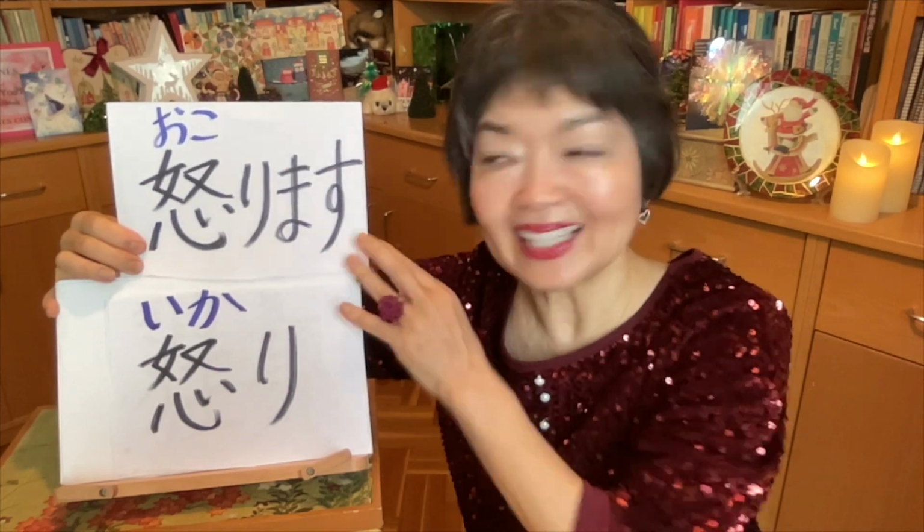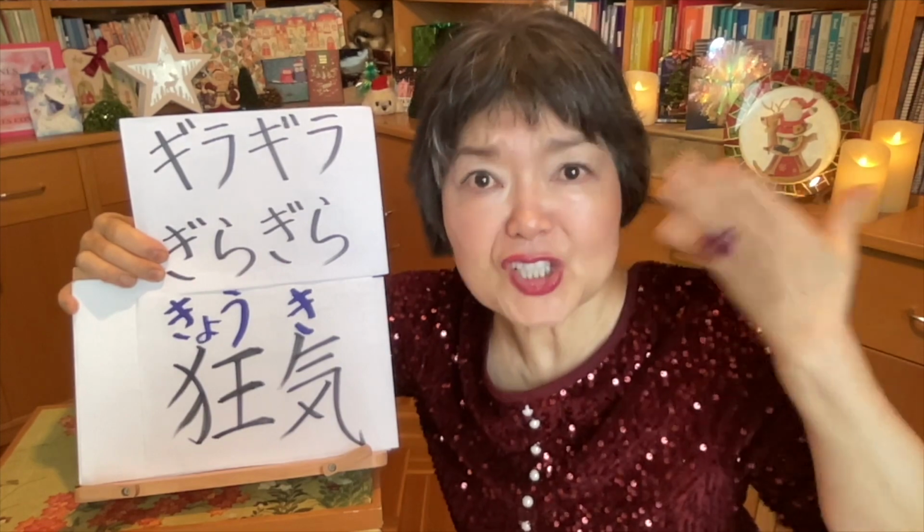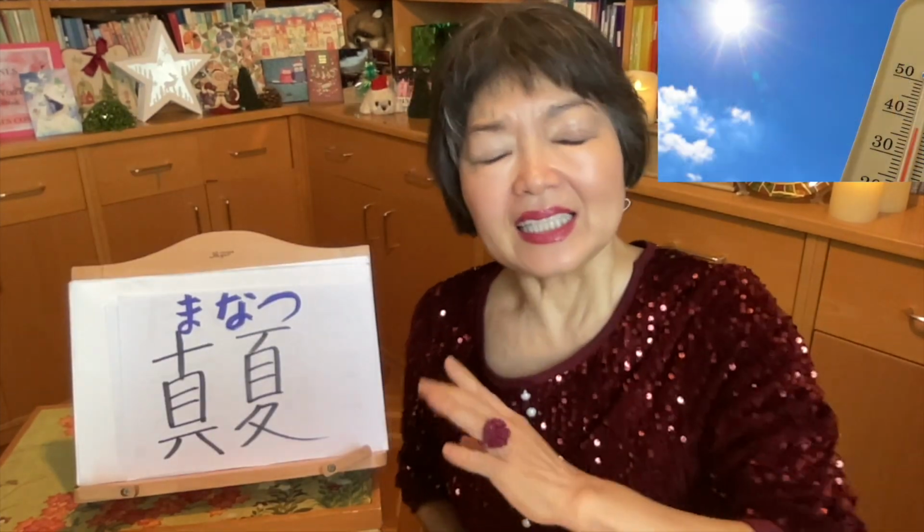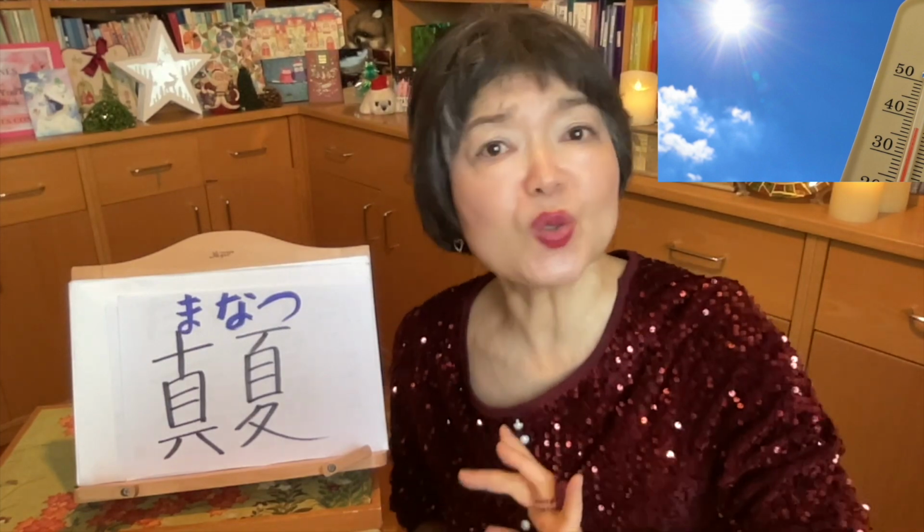Giragira also can express furor, anger. The verb 怒ります, to get angry. And the noun is 怒り, the same kanji, but a different way of reading. This is 怒ります and here 怒り, anger. If I say ギラギラした目, the eyes are shining, but with 狂気. 狂気 is madness.